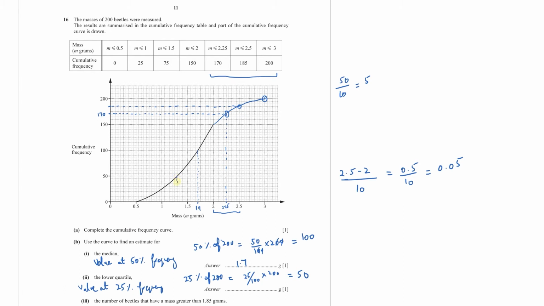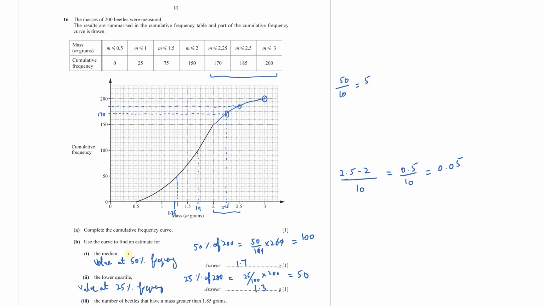So let's see what's the x value here. So this is 1.5. This middle line would be 1.25. So this middle line here is 1.25, and your one box to the right. So 1.25 plus 0.05 is 1.3. So your answer is 1.3 gram, which is your lower quartile.